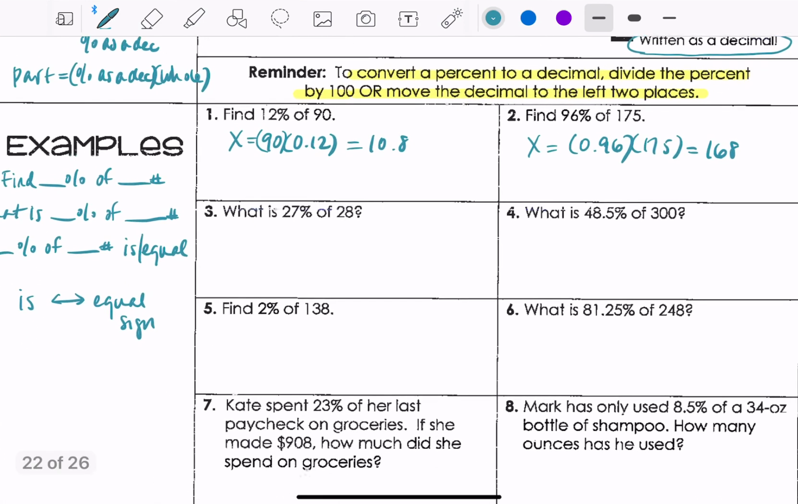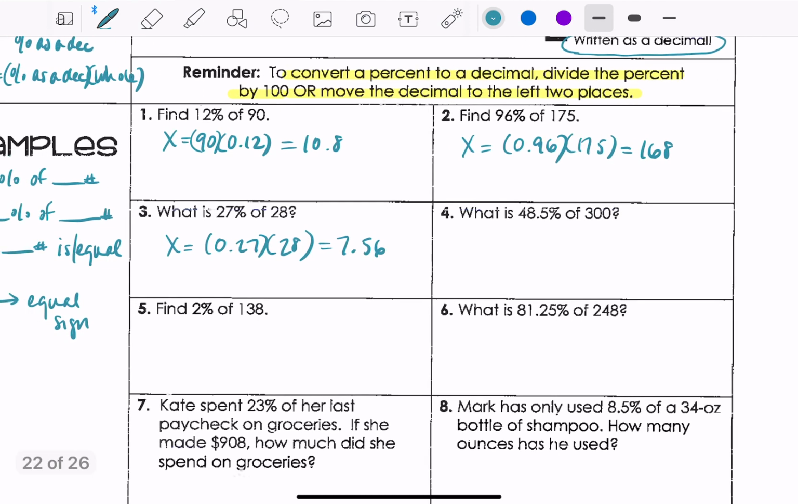So what is 27% of 28? So x equals 0.27 times 28, and that's 7.56. Number 4, what is 48.5% of 300? So my percent is going to be 0.485, because remember I'm moving that 2 spaces, and it's going to be times 300 as the whole. So my answer is going to be 145.5.